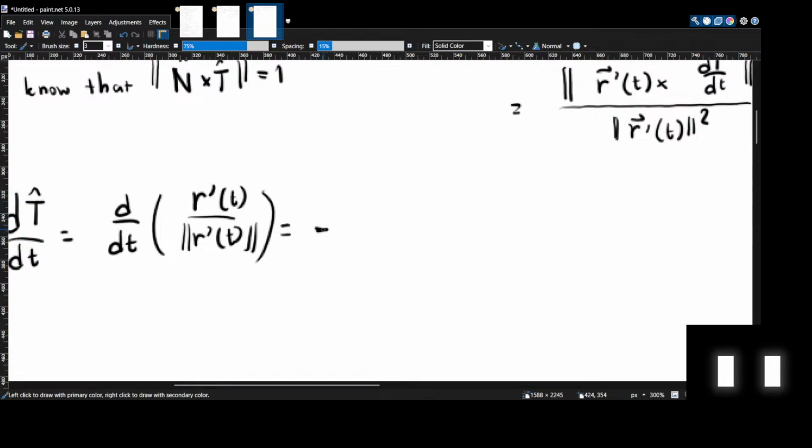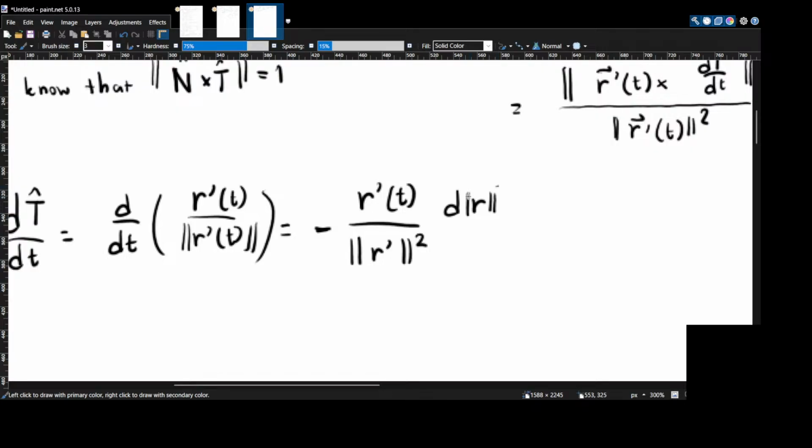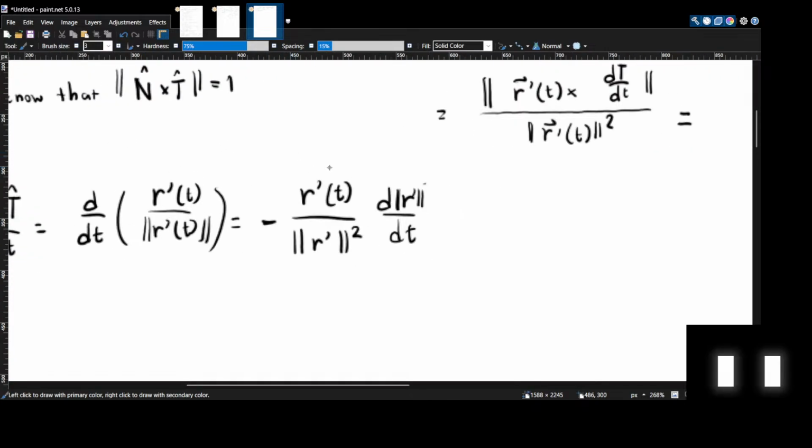This will become negative r prime of t divided by absolute r prime. I'm going to omit the t, and then multiplied by the r prime divided by t. But then you also add in the derivative of the top one, and then divided by just one of this guy. Because again, this is from the product rule.